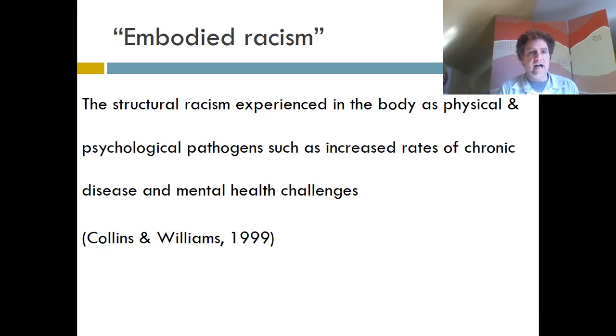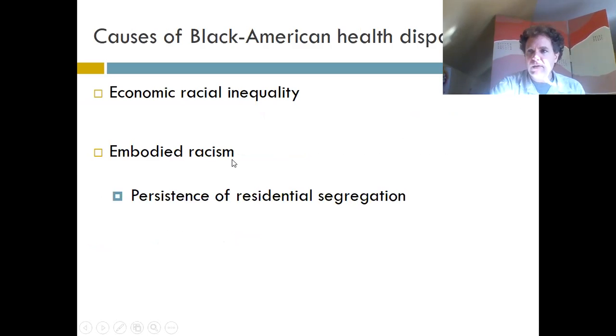And so this is the idea of embodied racism that affects the body, right? So it's embodied, going into people's bodies. And so what do we mean? What do we mean by embodied racism in particular? So we mean a few things, right? We mean the persistence of residential segregation.